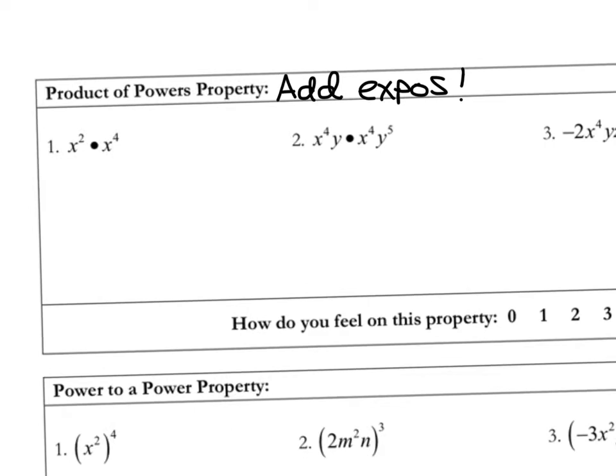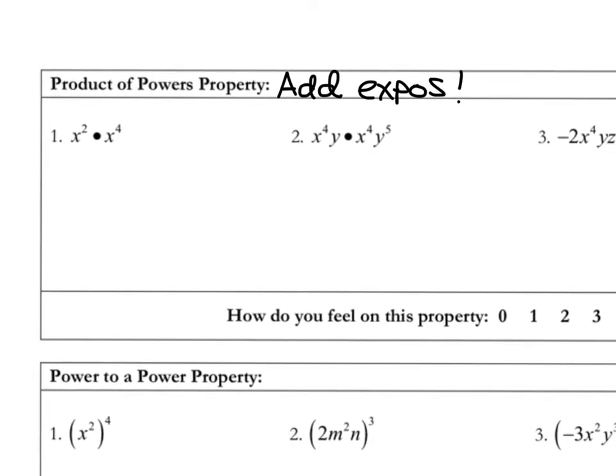Number 1, x squared times x to the 4th. They both have a base of x, so I'm going to rewrite my one base, which is x, and I'm just going to add the exponents. 2 plus 4 is 6. Second one, here I just add the exponents of my like bases. So I'm going to rewrite the first base, x. 4 plus 4 gives me 8. Second base is y. There's an invisible 1 whenever it's a plain letter by itself for an exponent. Now I add my exponents. 1 plus 5 is 6.